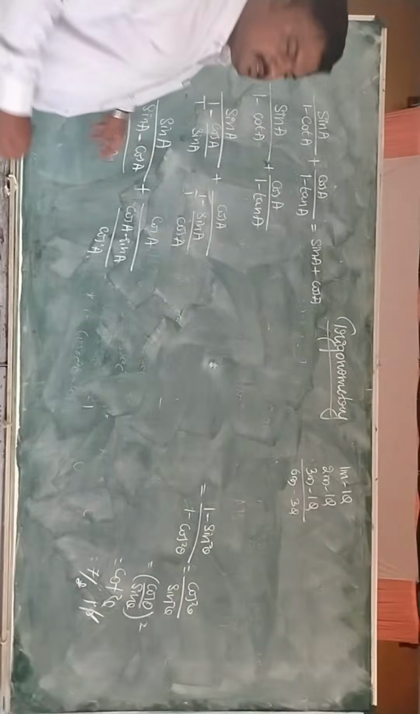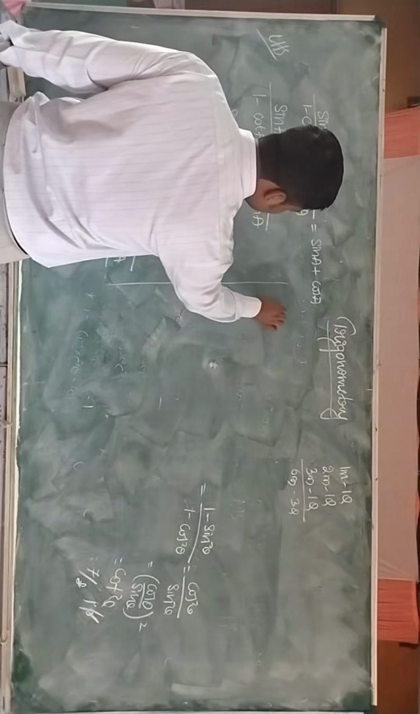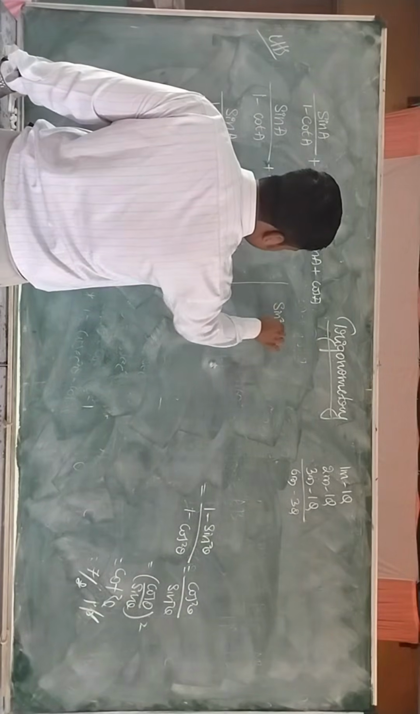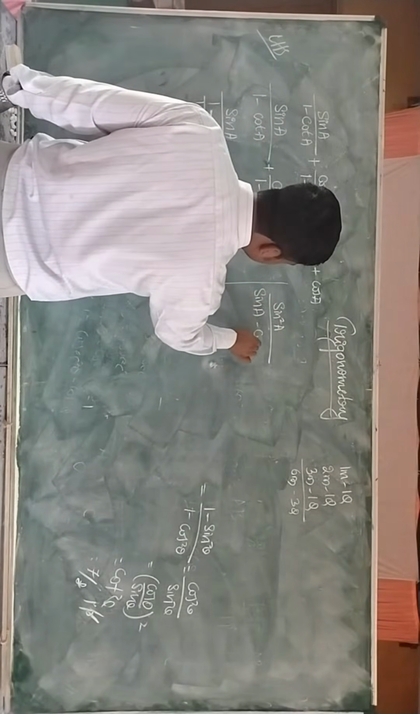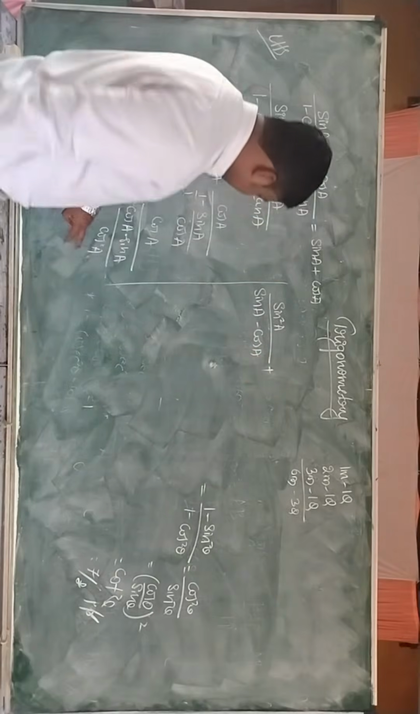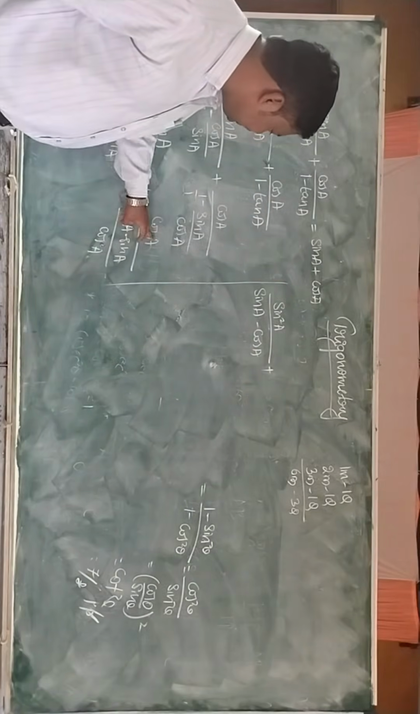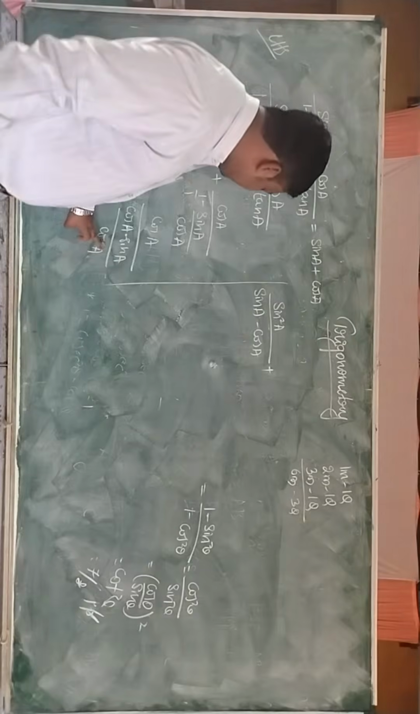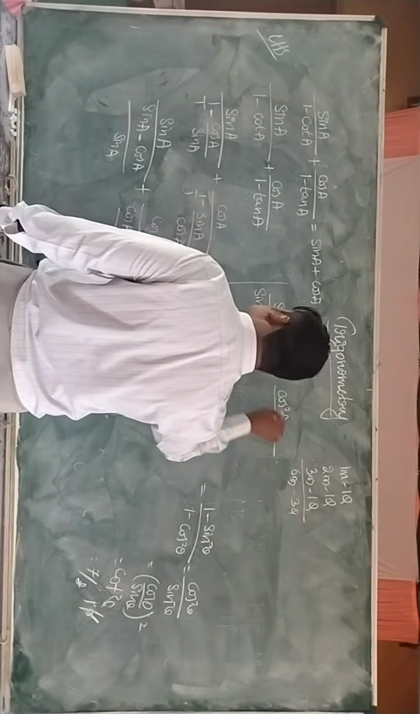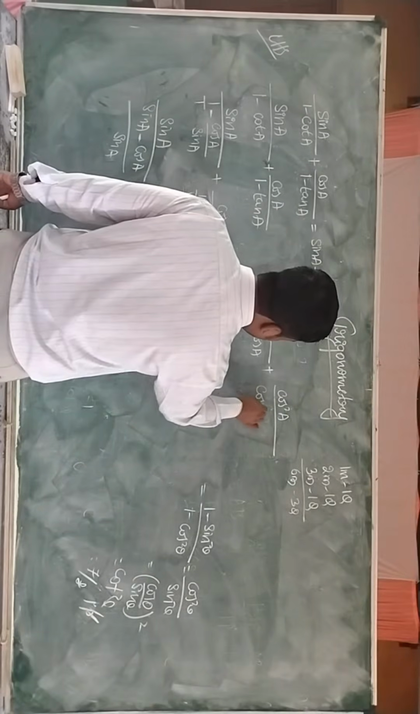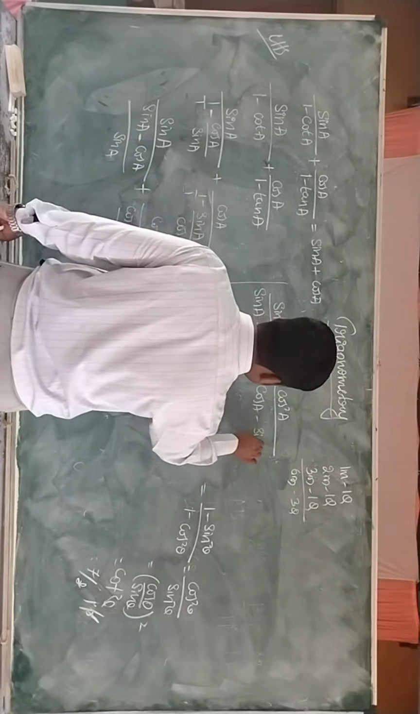Now sin I can take to the numerator. Sin into sin, sin square A, divided by sin A minus cos A. Plus this cos I can take to the numerator. Cos into cos, cos square A, divided by cos A minus sin A.